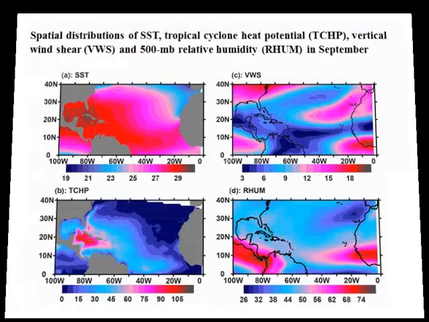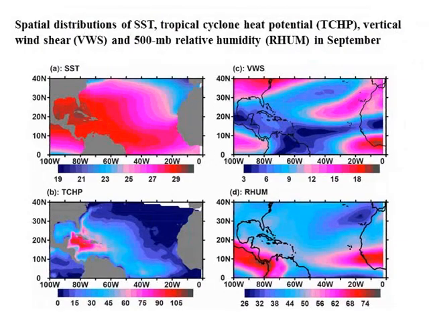So next we take a look at the ocean atmosphere variables during September. This is the September case. This panel shows activity. This shows the TC heat potential, and this shows wind shear. This shows relative humidity at 500 millibar.